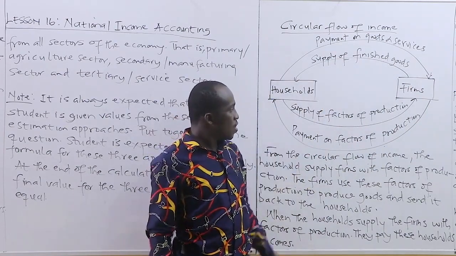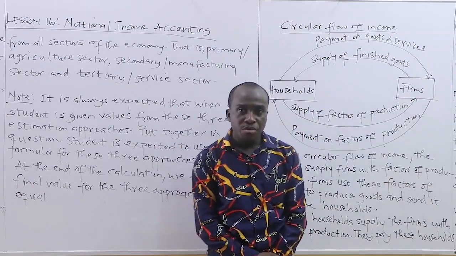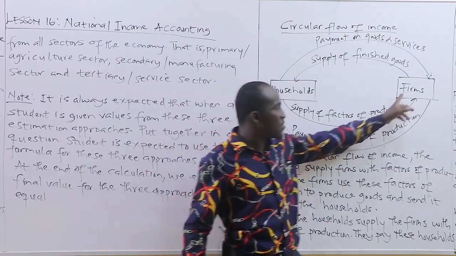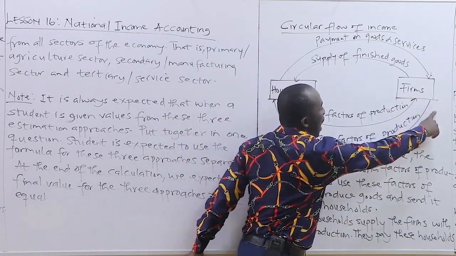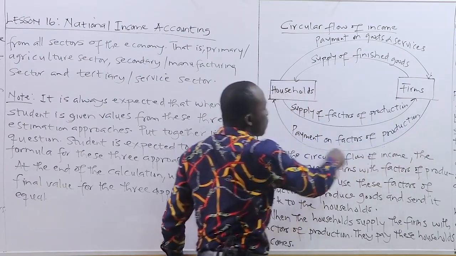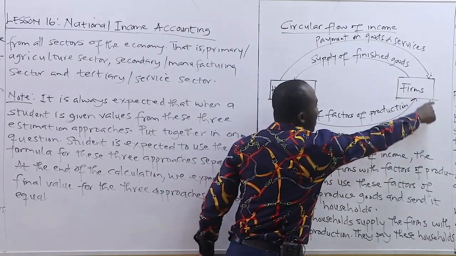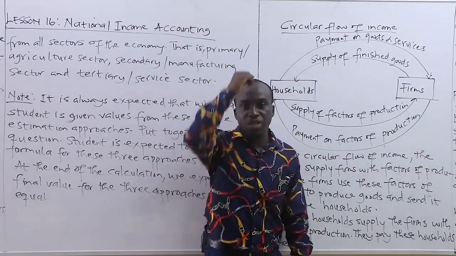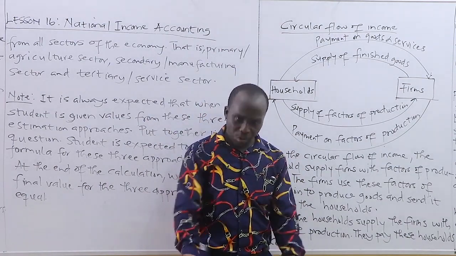What do we see? When the household supply the firms with factors of production, is it for free? It's not for free. They pay them. When they supply them with factors of production, the firms pay them. You see, arrow from firms to what? Household. What? Payment on factors of what? Production. So the firms are paying them. The arrow is moved from the firms to what? The household. If today you go and work for Unilever, will you work there for free? No. They will pay you.